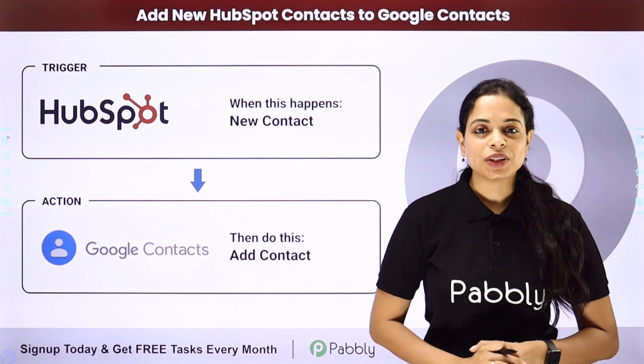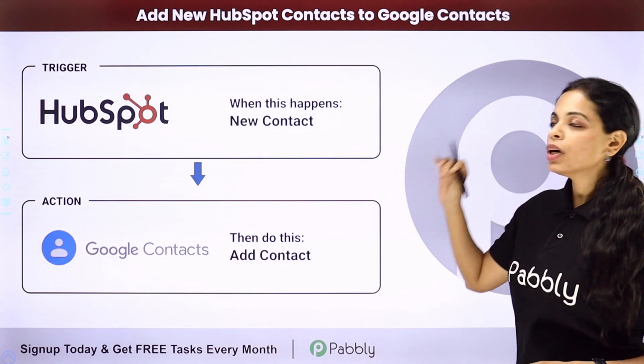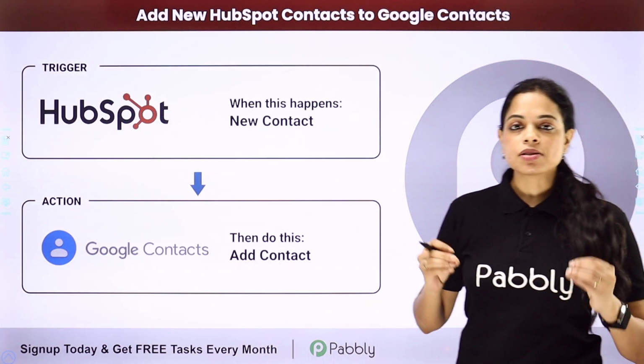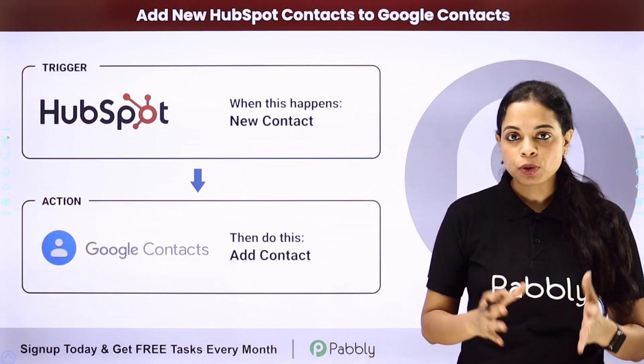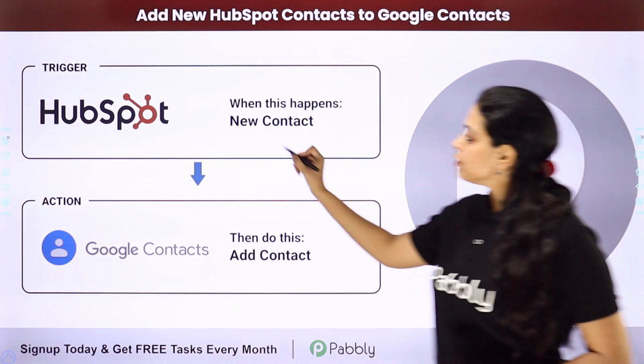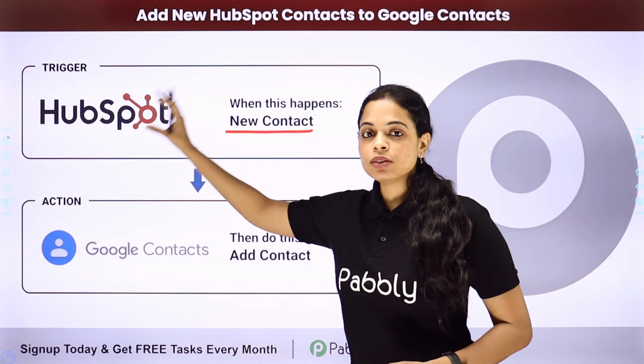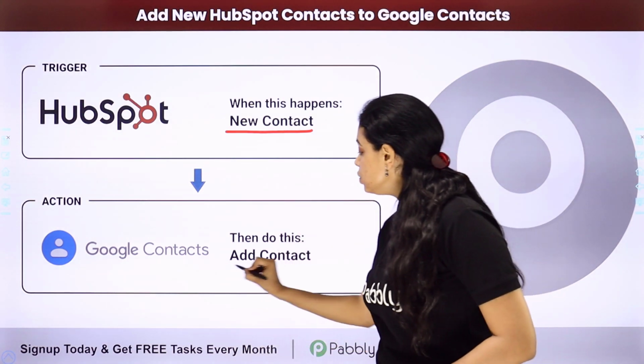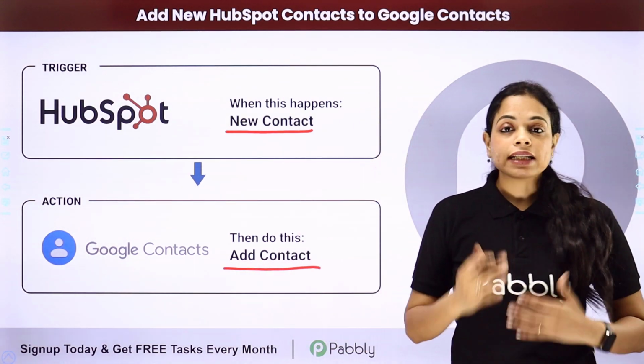In this video, we are going to understand how to add new HubSpot contacts to Google Contacts. So let's say that you have got certain new contacts in your HubSpot CRM. Now you want that every time a new contact is added here, then automatically the same contact must be added as a new contact in your Google Contacts. How can that be done?